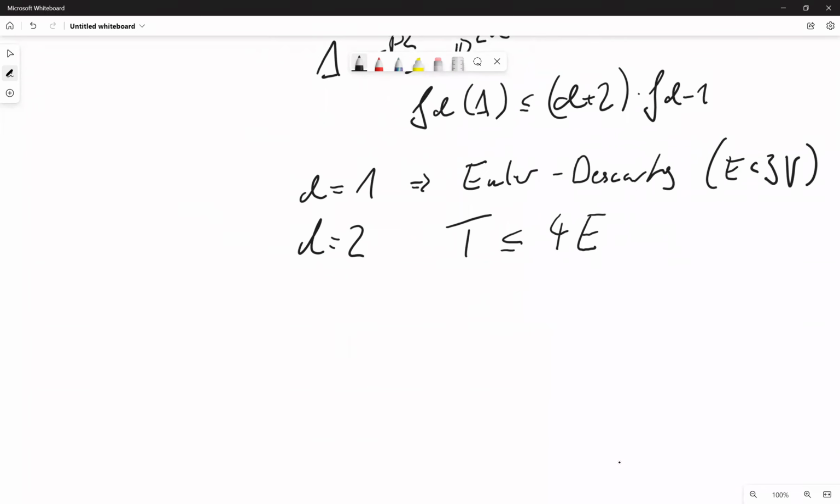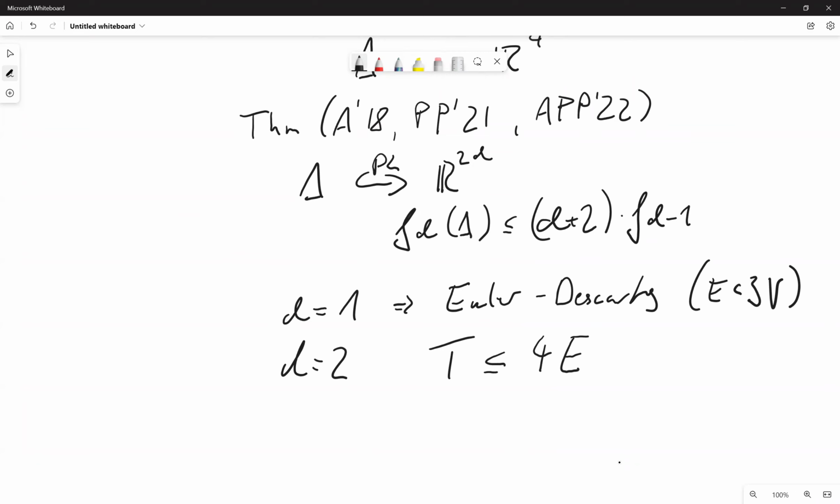Can you explain once again what this inequality means? It means that the d-dimensional faces are at most d plus 2 times the d minus 1 dimensional faces of delta. Let's look at the case when d is equal to 1, then I have a simplicial complex that embeds into R2. The one-dimensional faces of a simplicial complex are exactly the edges. At most d plus 2, so that's 3 times the number of d minus 1 dimensional faces of the simplicial complex. And the result holds for all d.